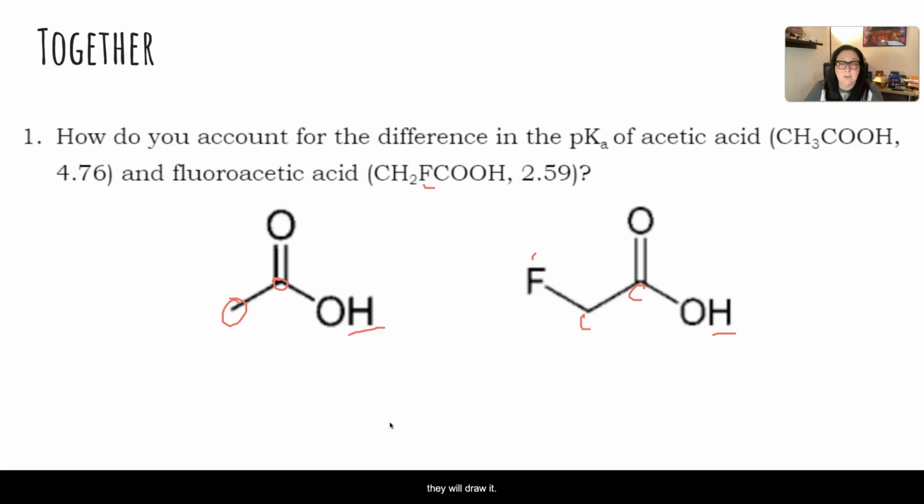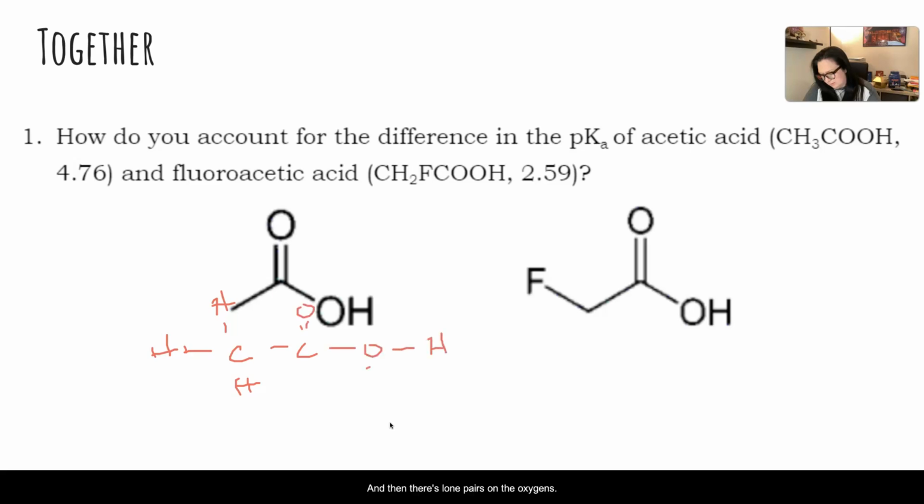If they're attached to an oxygen, they will draw it. If it's attached to a nitrogen, they will draw it. But if it's attached to just a carbon, they don't. So what are we actually looking at? Well, this first one is a CH3, C, double bond O, O, H. And then there's lone pairs on the oxygens.